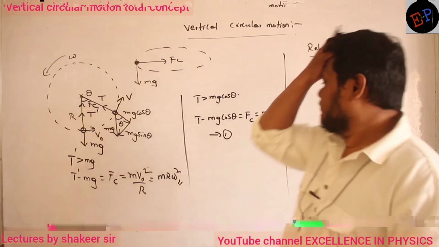Are you able to understand? So therefore the body will continue to travel in a circular path. Are you able to understand? So therefore this is the minimum velocity which I have to give at the bottom of the vertical circle so that the body can move in a circular path. Okay?